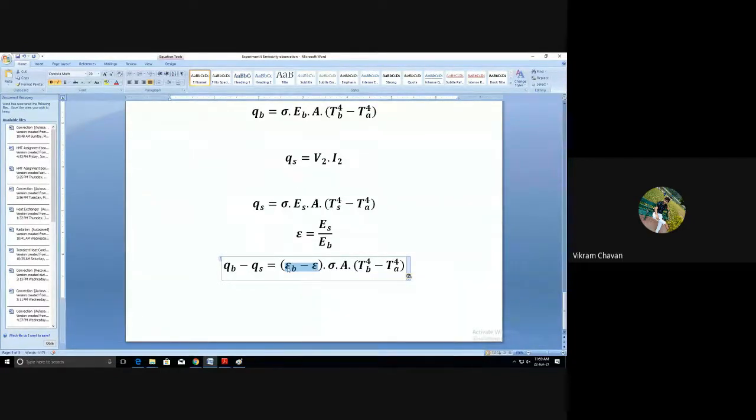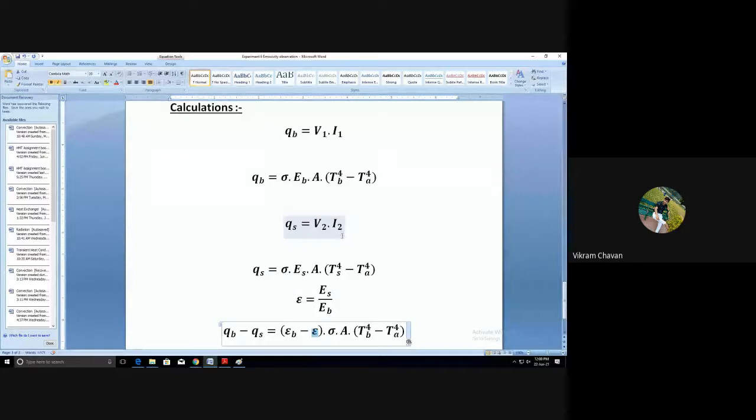Okay, so just put emissivity of a black body equal to 1, and the other things we have observed: Q suffix B we can calculate by using the input power for the black body heater, and Q suffix S we can calculate by using the input power for the test body. Further, Tb and Ta are the observations, and sigma is the Stefan-Boltzmann constant, and as we know the diameter of the plate, you can calculate the area also. So only one unknown is there, that is the emissivity for the gray body, so that can be calculated by using this particular formula.